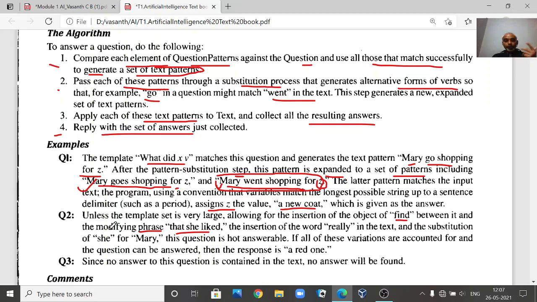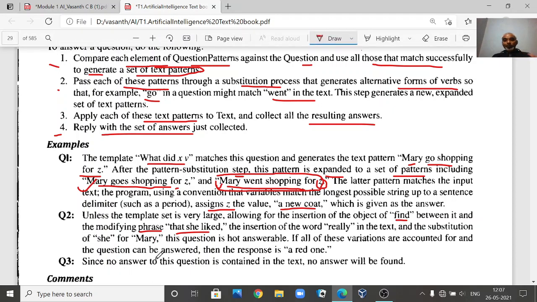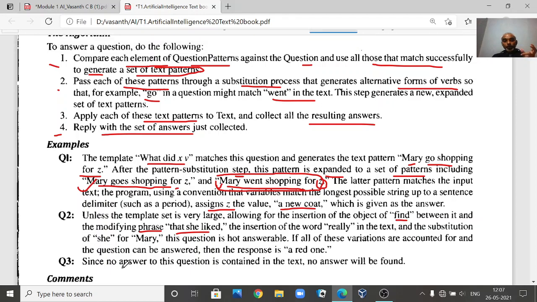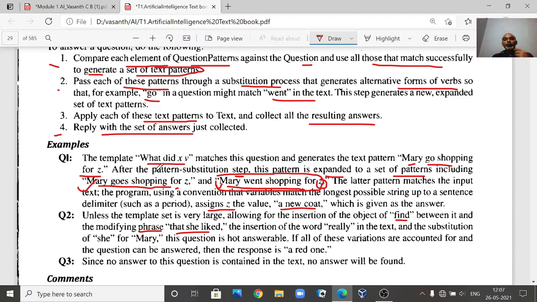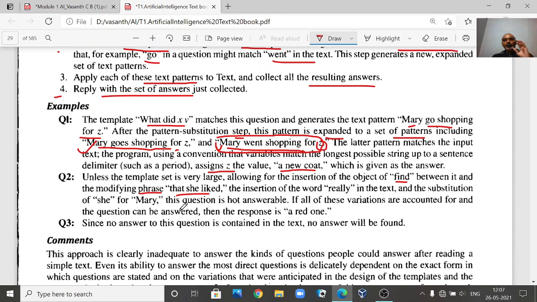Now if you take the third question, "Did she buy anything?", you cannot answer this question, because when you look into the template we are having, "What did X Y", and you look into your question, "Did X Y", nothing is matching here. So directly you cannot answer this particular question by this method.